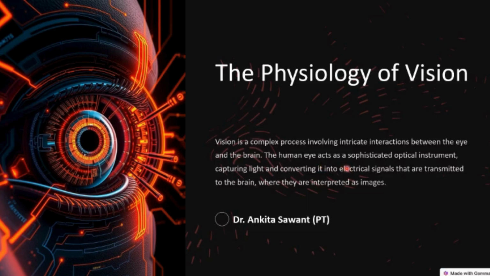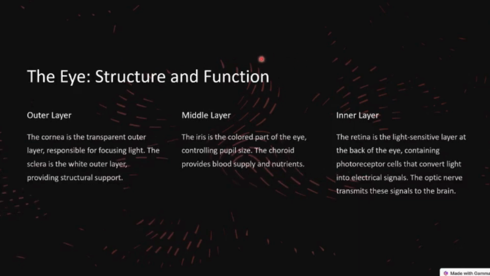The human eye acts as a sophisticated optical instrument, capturing the light and converting it to electrical signals that transmit to the brain, where they are interpreted as images. So we'll see the structure and function. The eyes are highly specialized organs designed to capture the light and convert it into neural signals. Its main structure is divided into the outer layer, middle layer and the inner layer.